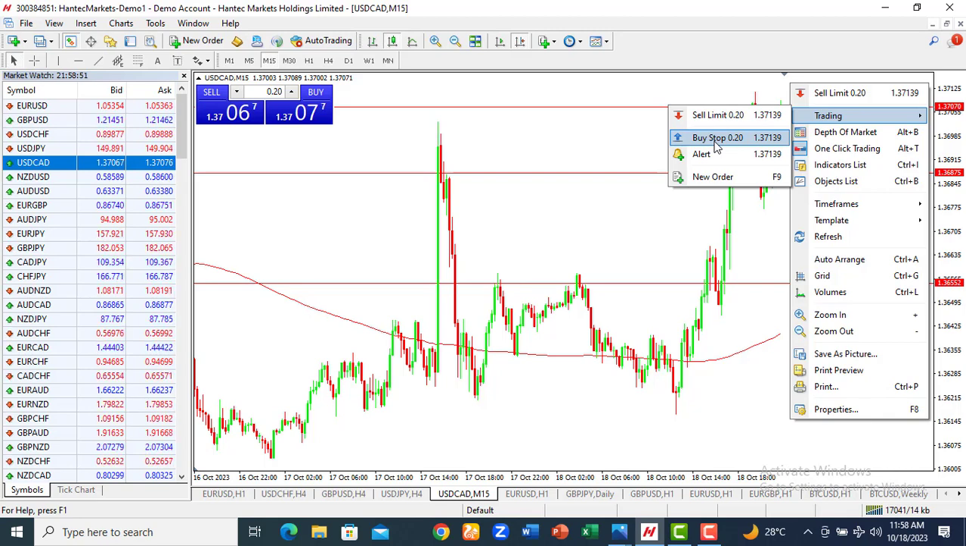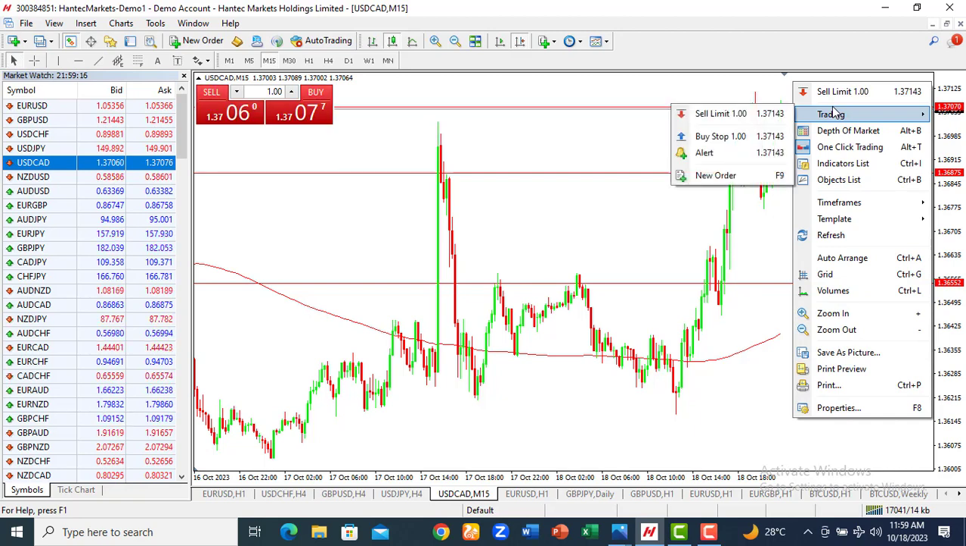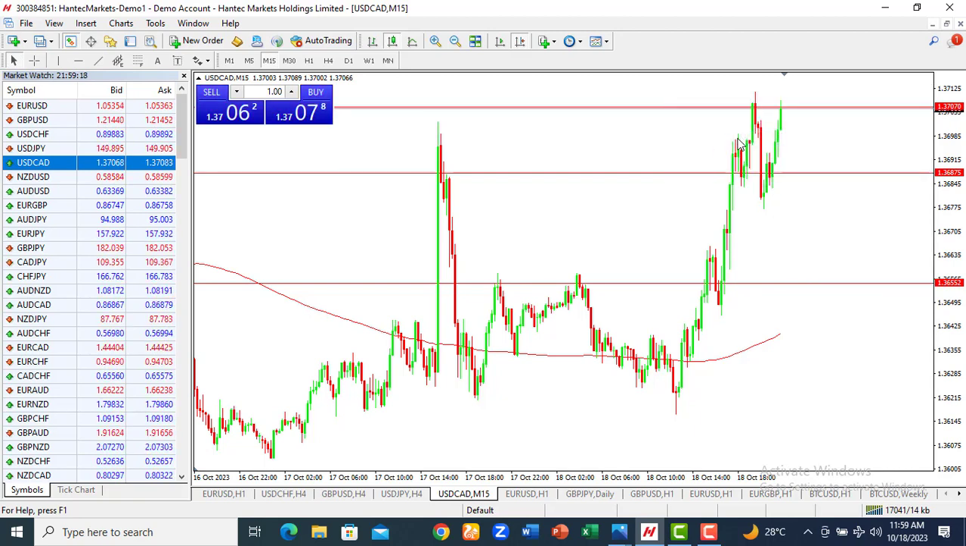Now you also decide the lot size you wish to trade. I like entering the market with a standard lot. I can't remember when this lot size was changed, but I like entering with a standard lot, so I have to fix this back to one standard lot. Since I want to buy the market at that particular place, I click on buy stop.